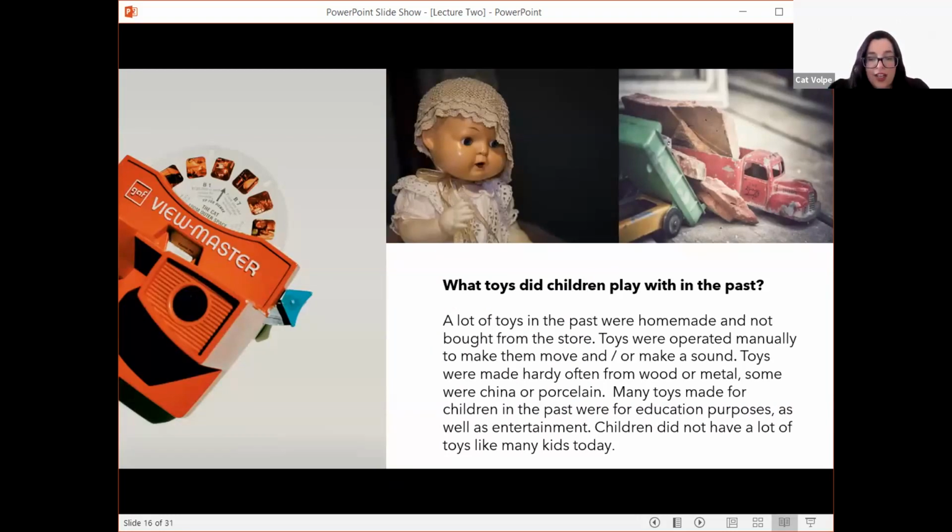All right, so let's assume that we're going to do a sequence of work where students are engaging in inquiry learning, where the question is, what toys did children play with in the past? The answer might be something along the lines of: a lot of toys in the past were homemade and not bought from the store. Toys were operated manually to make them move or make a sound. Toys were made hardy, often from wood or metal. Some were china or porcelain. Many toys made for children in the past were for educational purposes, as well as entertainment. Children did not have a lot of toys like many kids today.